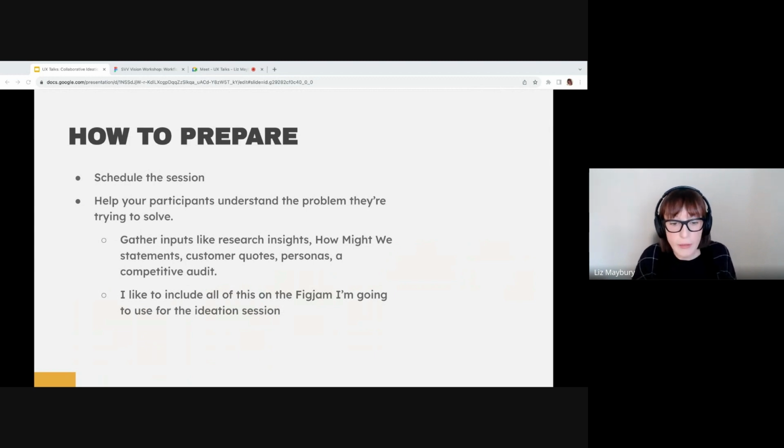I like to put all of this into a FigJam because I'm going to set up my ideation session in there, so I can have my research in one section, my ideation right there, and people can refer to it if they need to during the session. But of course, that can vary. You may want to put that in slides. It really depends on the type of content that you have.